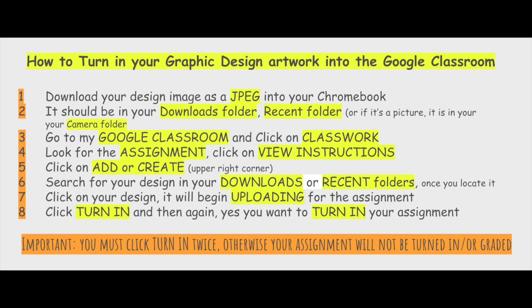How to turn in your graphic design artwork into Google Classroom. First, download your image as a JPEG into your Chromebook. It should be in your Downloads folder or Recent folder. If you happen to be taking a picture on your camera, it's going to be in your Pictures folder or your Camera folder. Go to My Google Classroom and click on Classwork. Look for the assignment, click on View Instructions. Then, on the upper right-hand corner, you click on Add or Create. I think there's a plus sign too. Search for your design in your Downloads or Recent folders. And once you locate it, click on your design and it will begin to upload into the assignment.